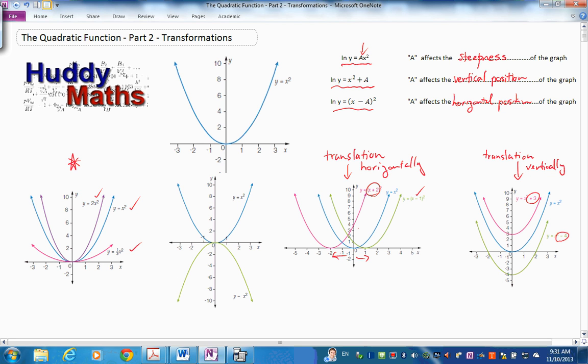We'd like to investigate that a little bit later on, I think, as to why this is happening in our graphs. But at the moment, what we're saying is, can you just notice the effect on the graph of y equals x squared when you do these changes to the function?